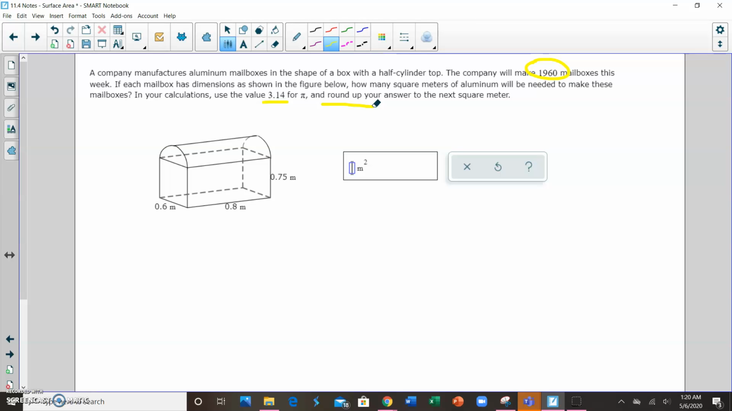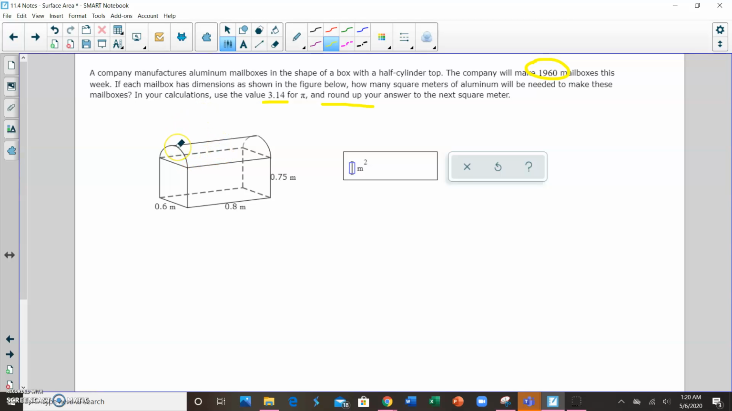So these parts should be easy. This part right here, I'm going to point to it, is the 0.6, the width, times the height of 0.75. This is 0.8 times 0.75. This part right here is 0.75 times 0.6. And the back is 0.8 times 0.75. So I'm going to let you guys work on those: the front, back, right, left, and the bottom. This part right here between the cylinder, the half cylinder, and the prism we're not going to use, because that's not on the outside.